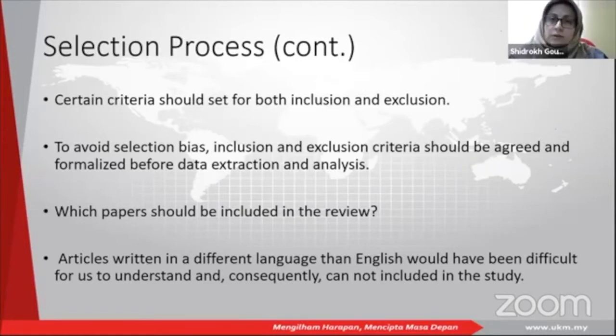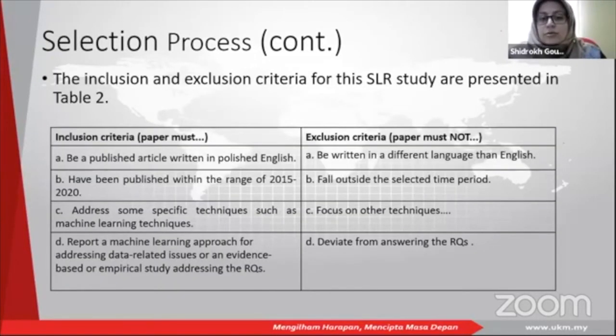For example, for exclusion, we can find many papers that are written in a language other than English. In this case, we cannot find the contents, and we cannot be familiar with the method, and so on. For this reason, we need to eliminate the paper from the database, because we cannot understand the concept of the paper. This slide shows you some example criteria for inclusion and exclusion.